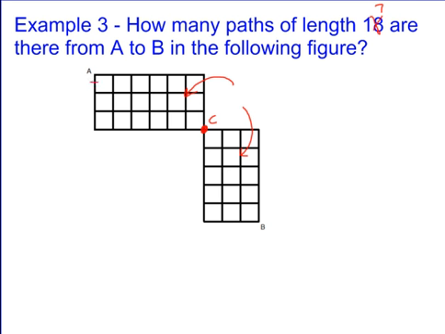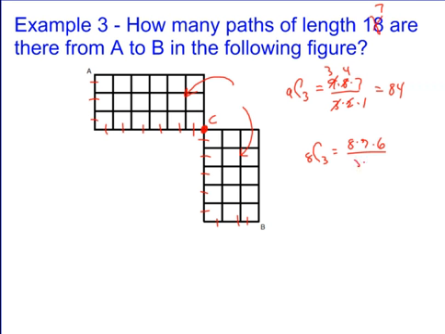Well, this one, there's 1, 2, 3, 4, 5, 6, 7, 8, 9. So to go from A to C, you do 9 choose 3, which equals 9 times 8 times 7 over 3 times 2 times 1. So you get 3 times 4 times 7, which is 84. And then this one, you got 1, 2, 3, 4, 5, 1, 2, 3. So it's 8 choose 3, which equals 8 times 7 times 6 over 3 times 2 times 1. 3 times 2 cancels out with 6, so you get 56.